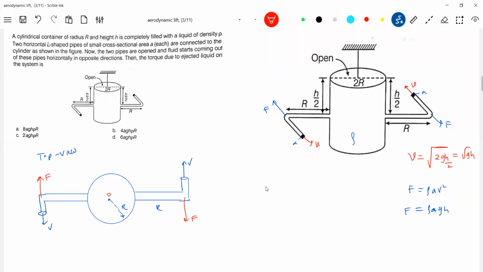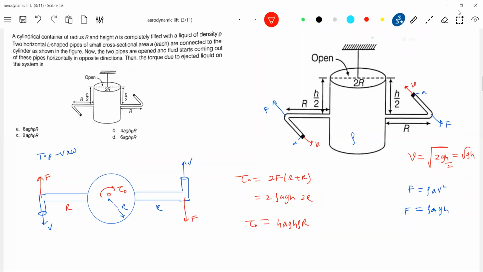So this force will set up a torque about O. Yes, so what is the torque? It should be equal to F into R plus R. What is the axial distance? R plus R, 2R. So this will set up a torque. This is 2R, this is F. The net torque about O will be in this direction. What is F? Rho A g h. This will be 2R. So 4 A g h rho R.